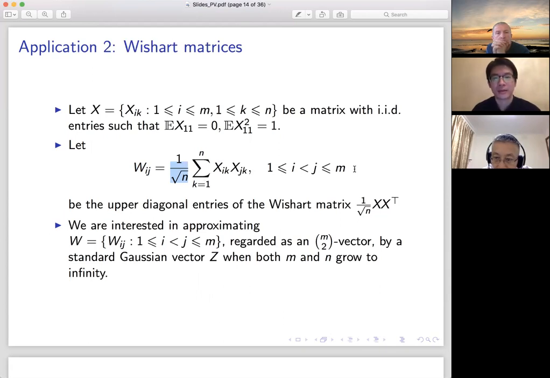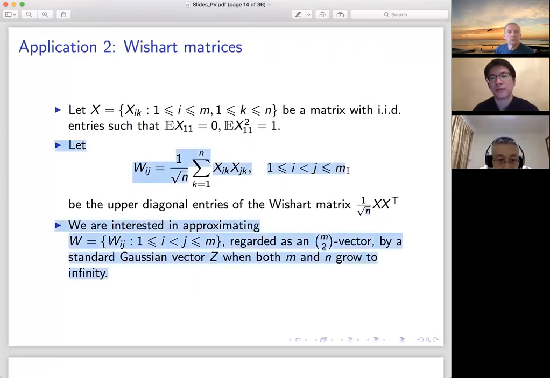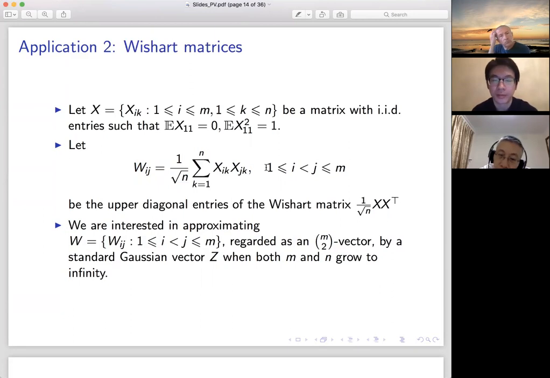Now we look at the collection of the entries in the upper right corner of the matrix. It can be computed that all these Wij's have mean 0 and variance 1 because of this standardization, and the Wij's are actually uncorrelated, so their correlation equals 0. So we hope to approximate this joint vector of Wij by a multivariate standard normal with a matching dimension.